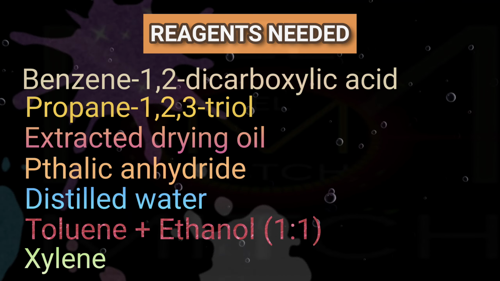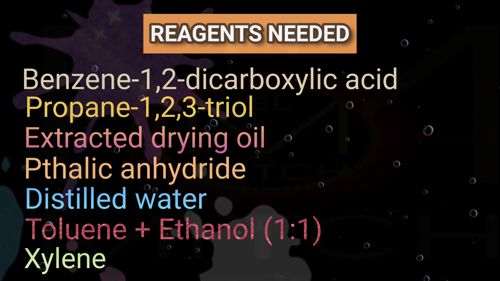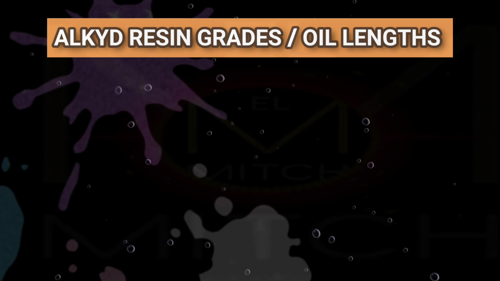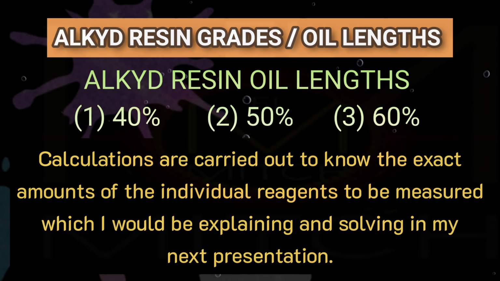Now, here are the major reagents needed. In my next video, I'll be explaining and showing how to calculate the various alkyd resin grades, that's the oil length, for 40%, 50%, and 60% respectively, by employing the particular drying oil's iodine value, which must be in the range of 115 to 190. And for the purpose of this presentation, we shall be dwelling on the 50% oil length recipe.